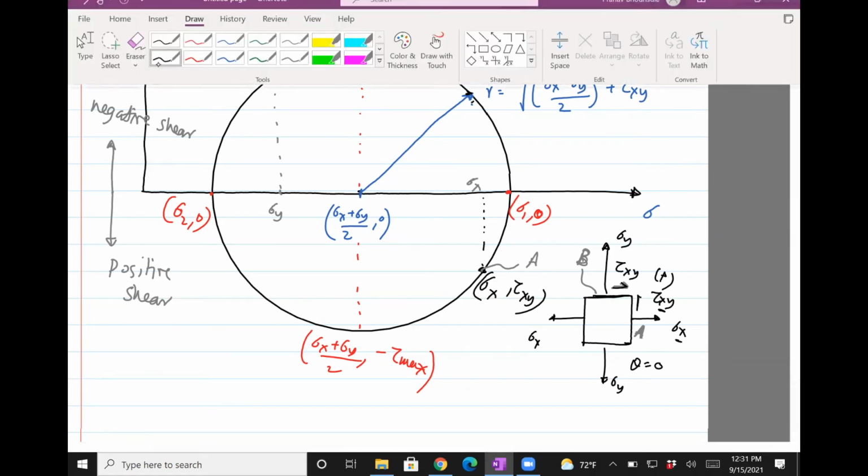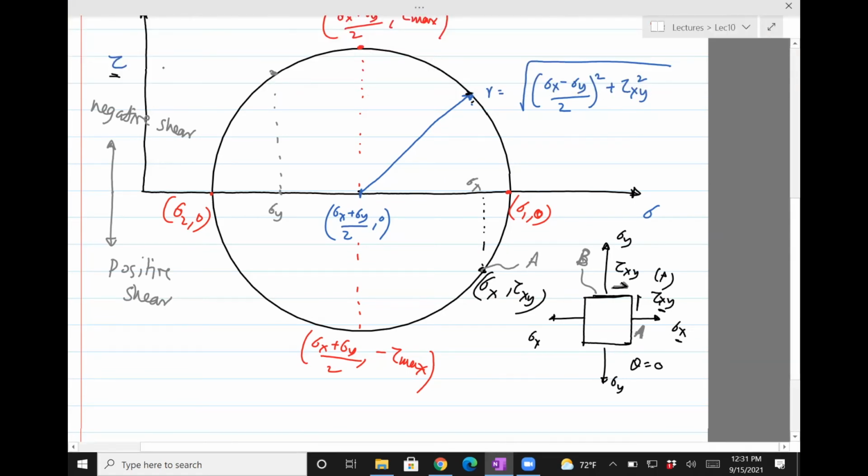Now tau xy on face B turns the element clockwise, which means on the Mohr circle we should show it with a positive sign. Even though it's considered negative on the cube because it turns the element clockwise, on the Mohr circle it should be on the positive end. So it would be here because of this tau xy.